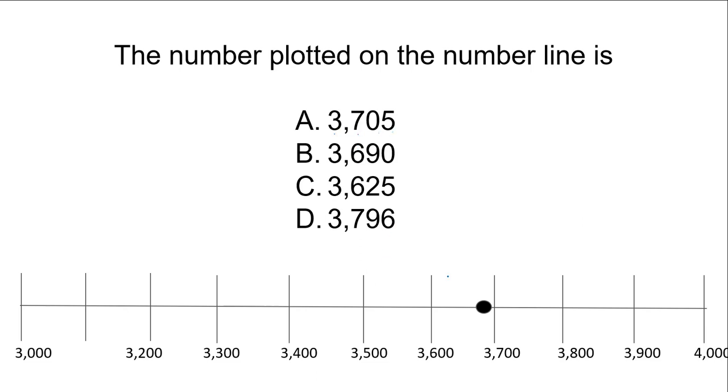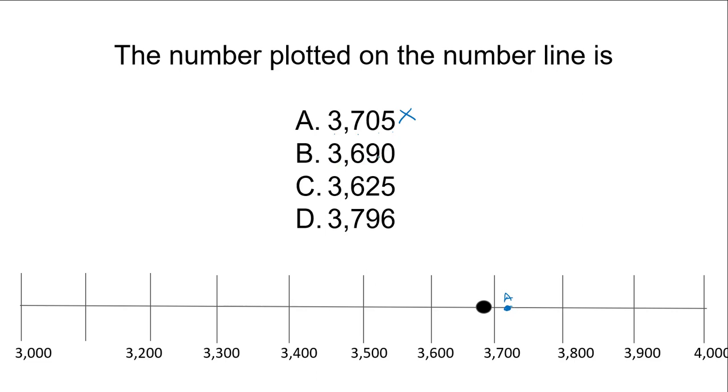3,705? Let's figure out where 3,705 would be. Well, it would be after 3,700. It would be right about here. Very close to 3,700 because it's only 5 ones. So maybe that would be A, right? Now I'm making a guesstimate here. It's not exact, just an estimated guess. All right, so I don't think it's 3,705. Actually, I know it's not 3,705 because it has to be less. I'm seeing it's close to 3,700, but it's not more than 3,700.